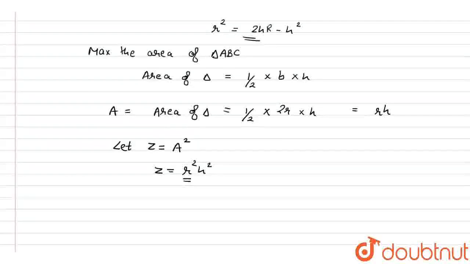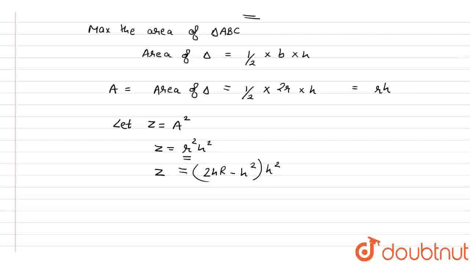So now we'll write the value of r square, that is 2hR minus h square, into h square, that is equal to z, and we have to maximize this z. Since A is positive, A is maximized if A square is maximum. Okay, so z is equal to A square. Now we simplify it, we'll get z is equal to 2h cube R minus h cube. Sorry, this is minus h to the power 4.